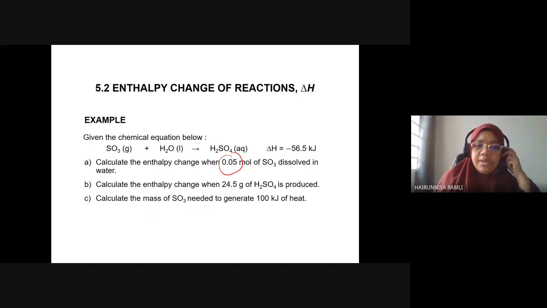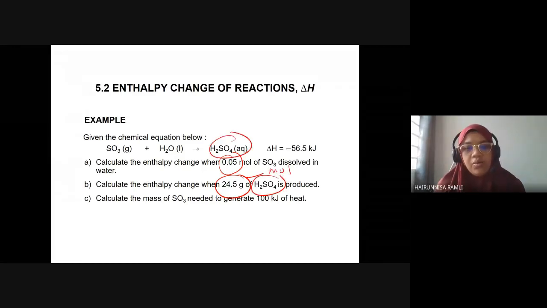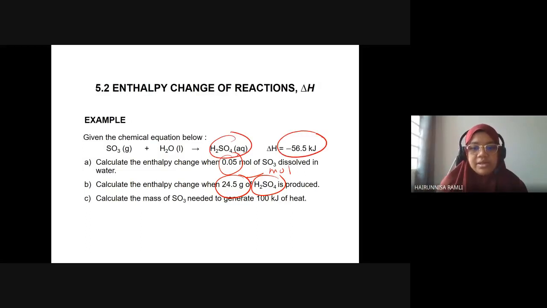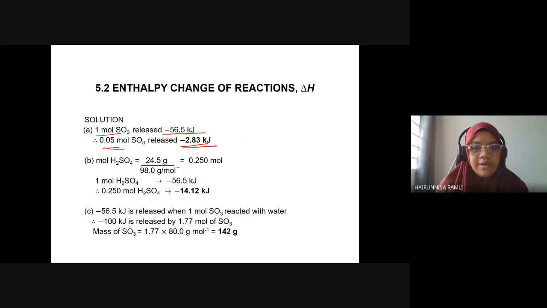How about question B? Calculate the enthalpy change when 24.5 gram. Now it gives gram, so of course, since you have gram, you have to convert to mole first. H2SO4. So we know 1 mole is negative 56.5. So for this mass, make sure you divide by molar mass, you get the mole, which is 0.25.